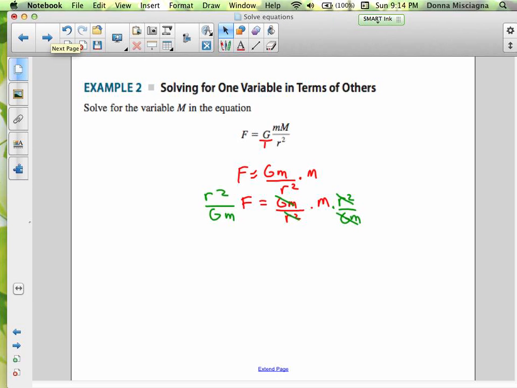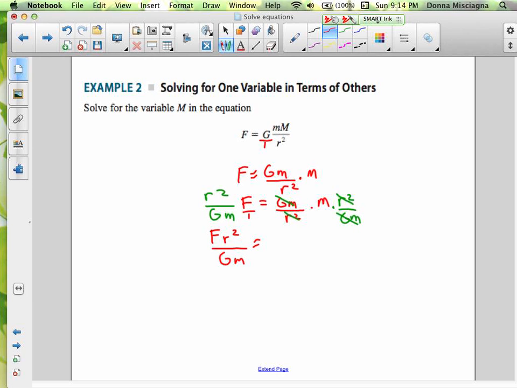So now, on the left-hand side, let's combine these. We can think of that as F divided by 1, so that F goes to the numerator. This would be F, it doesn't matter which order you put things in. I think I'll put the F first, times r squared divided by G times lowercase m equals the uppercase M. I'll try to make it nice and big. All right, and that's all there is to it.